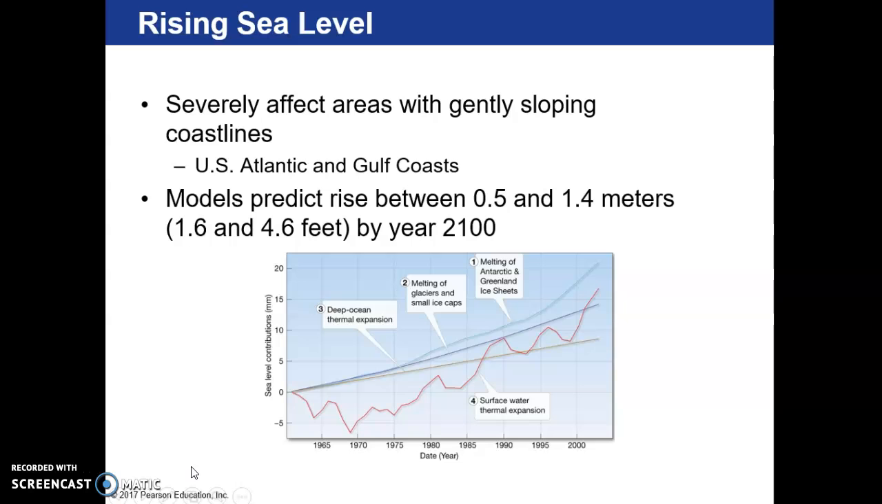Severely affected areas are those with gently sloping coastlines. So the US Atlantic and Gulf coasts are highly impacted by that. If we continue at our current rate, we're going to see anywhere between a half and 1.5 meter, so that's between a 1.6 and 4.6 foot increase by the year 2100.